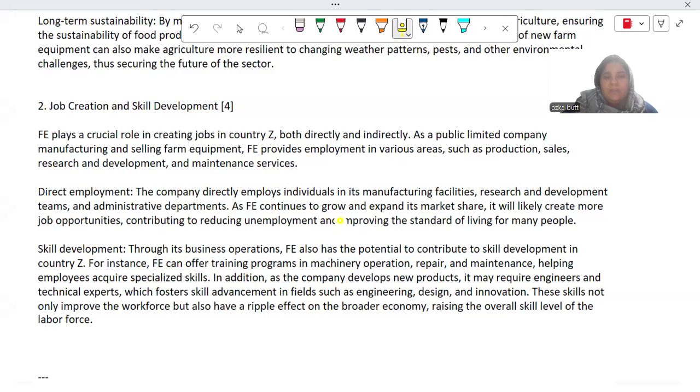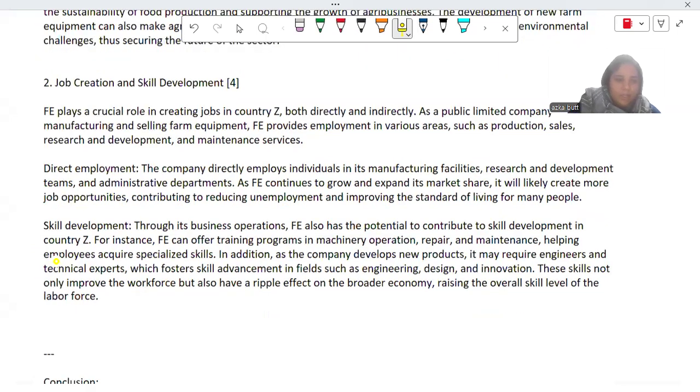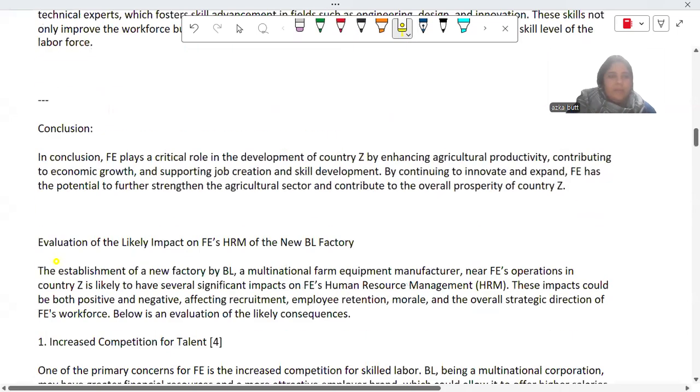As FE continues to grow and expand its market share, it will likely create more job opportunities, contributing to reducing unemployment and improving the standard of living for many people. Okay, so this is also one more benefit. If you want to write it, you can write it. It is related to skill development. So you don't need to write any conclusion here in an 8 marker question.